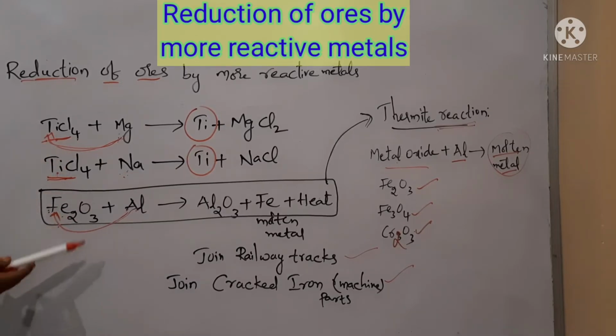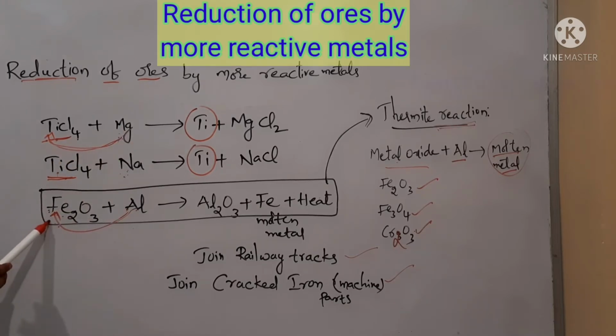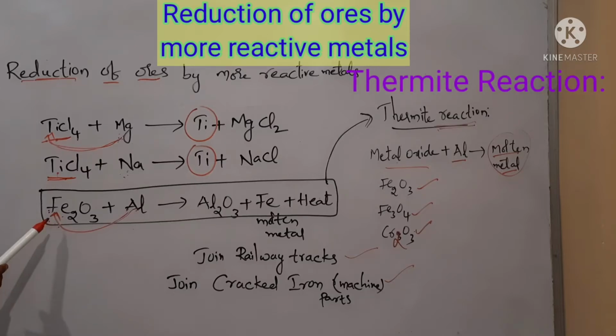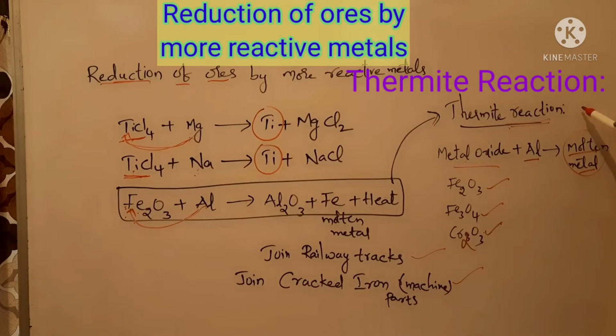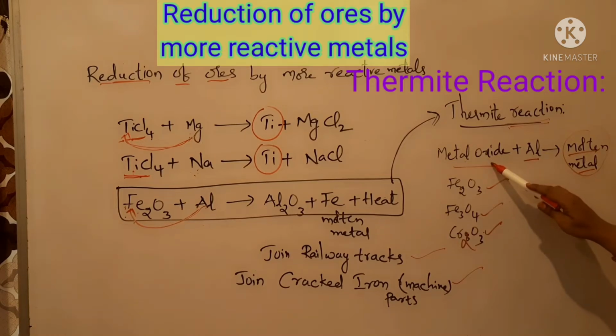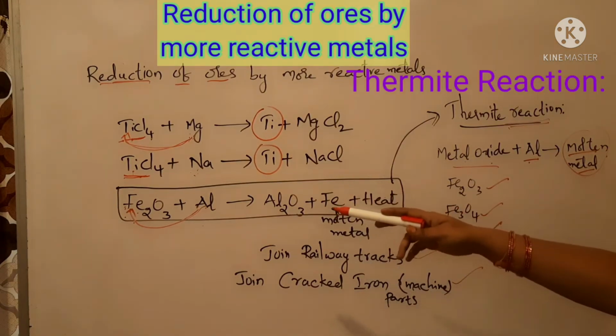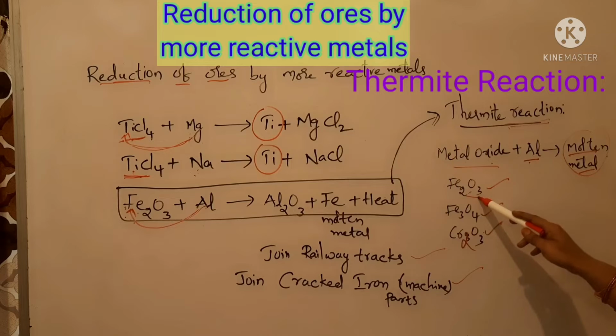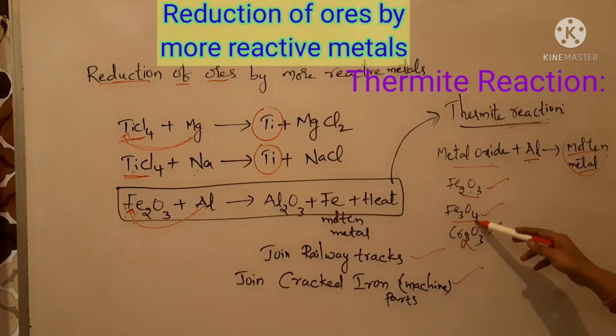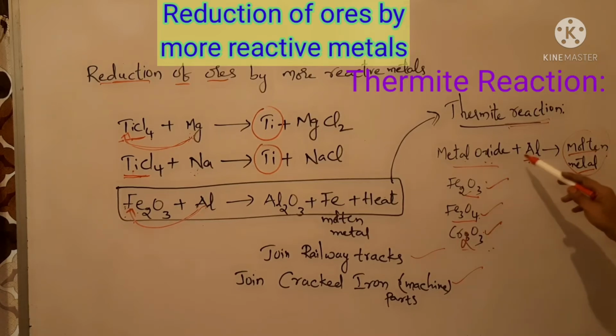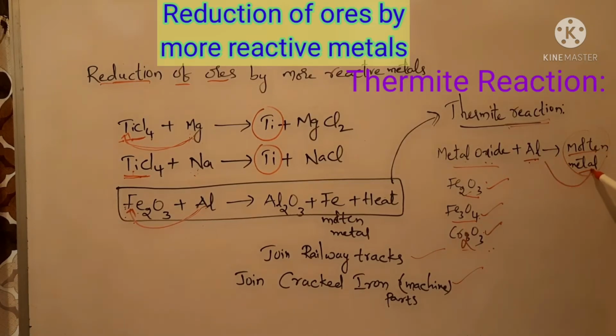Okay, in all these reactions, the most reactive metals act as reducing agents. And this reaction is specially called the thermite reaction. And the thermite reaction is generally defined as metal oxide plus aluminium gives molten metal. For example here, Fe2O3 reacts with aluminium. Fe2O3 is the metal oxide here. Or you can take Fe3O4 or Cr2O3, hematite, magnetite or chromium oxide. When this metal oxide is treated with aluminium, you will get molten metal out. Molten means in the form of thick liquid.